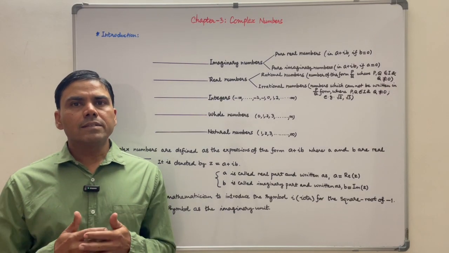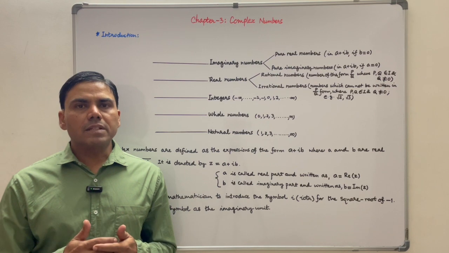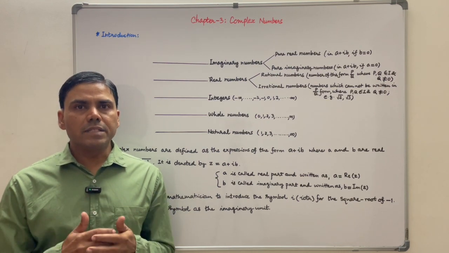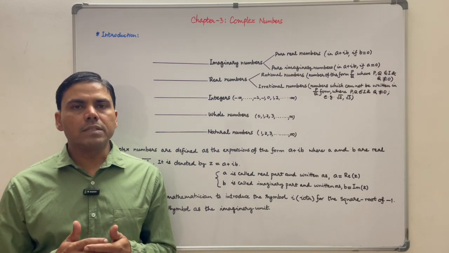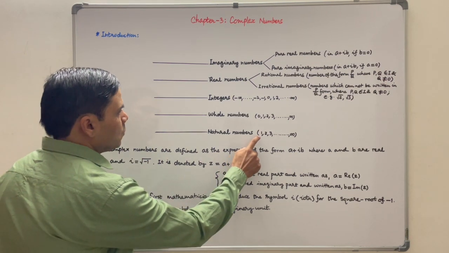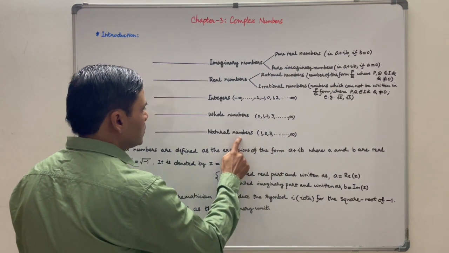Hello children, let us start the third chapter, and that is complex numbers. In our previous classes, we have studied number systems. The number systems story starts with natural numbers. Counting numbers such as 1, 2, 3, 4 and so on up to infinity are called natural numbers.